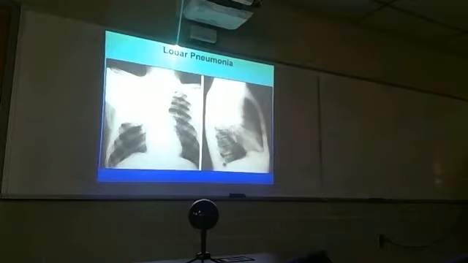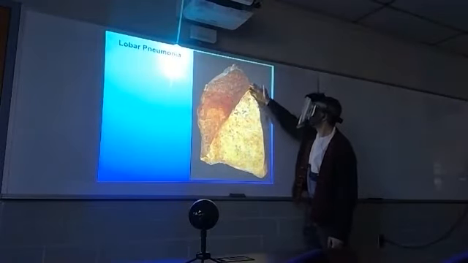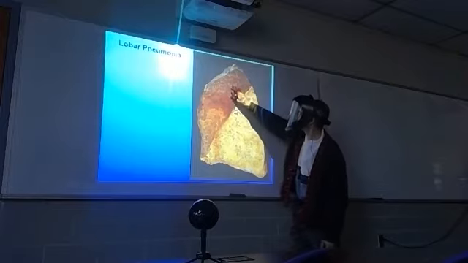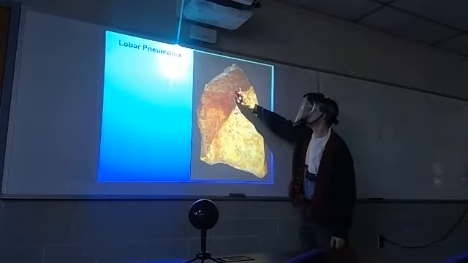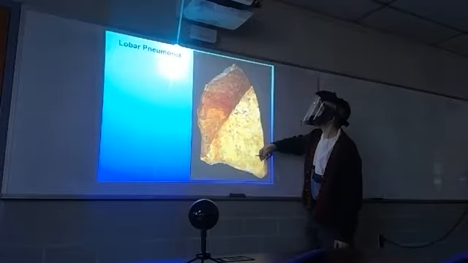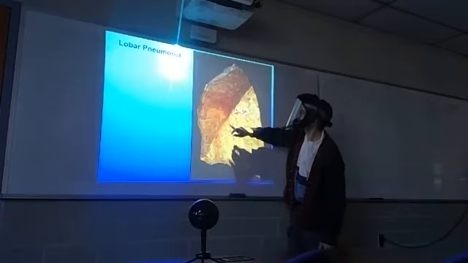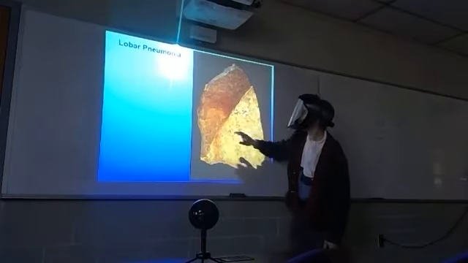Let's take a look at the gross appearance of a lobar pneumonia. Here's a section through the left lung. We've got a coronal section through the left lung. You can see the upper lobe of the left lung. There's the lower lobe. There's the oblique fissure. The upper lobe of the left lung looks pretty good. You can see the visceral pleura up here, the cut surface here. Everything looks good. This has been fixed in formalin, so it's kind of a brownish color.